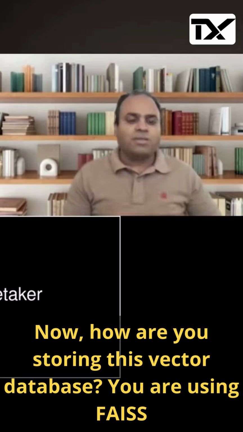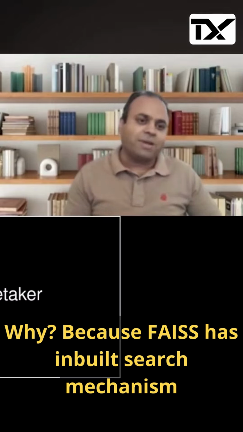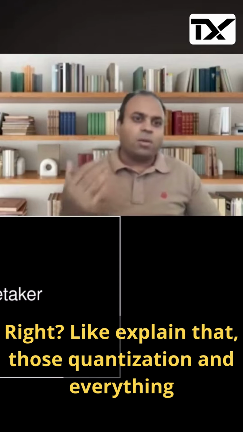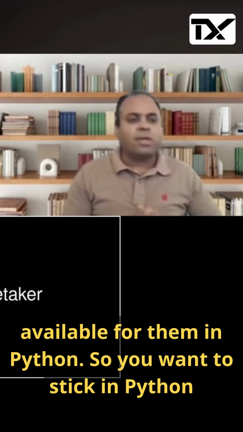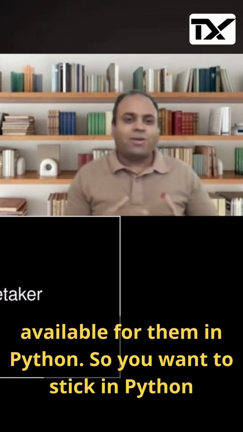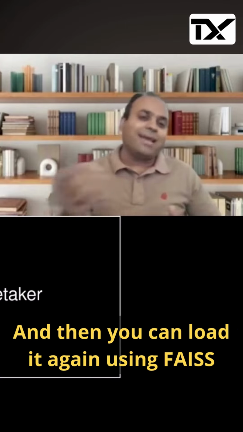Now, how are you storing this vector database? You are using FAISS. Why? Because FAISS has inbuilt search mechanisms, like quantization and everything, right? Those are the layers they have already built, and they have APIs available for them in Python. So if you want to stick to Python, everything is there. Just store it in a VectorDB using FAISS, and then you can load it again using FAISS.